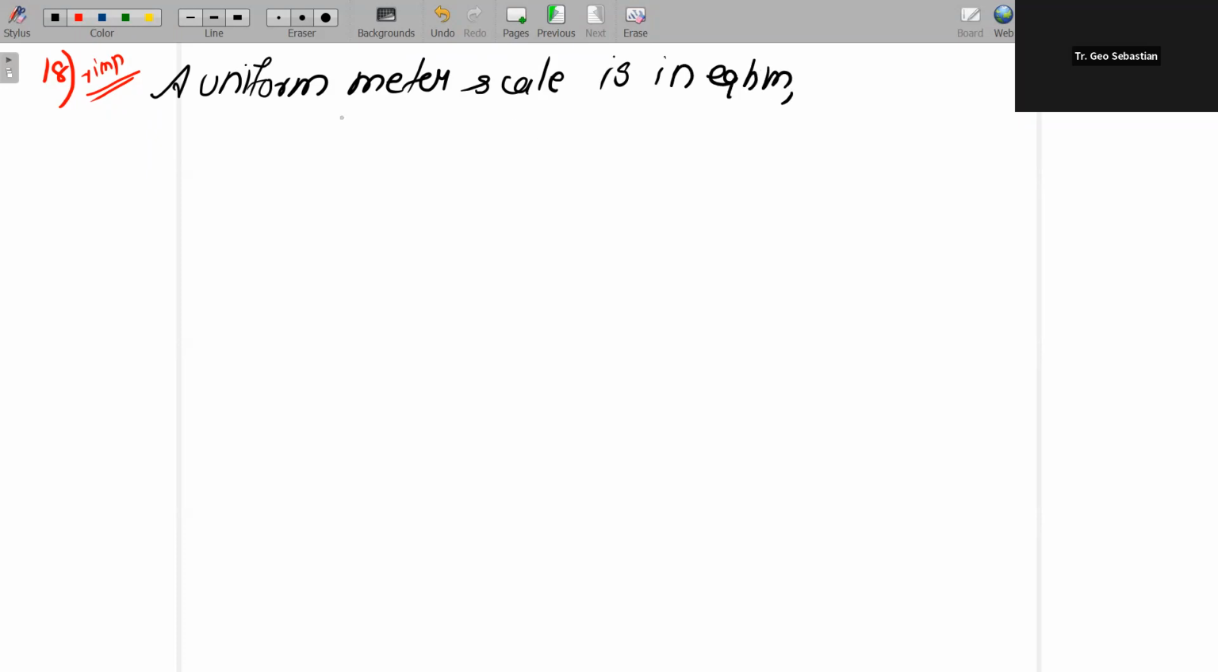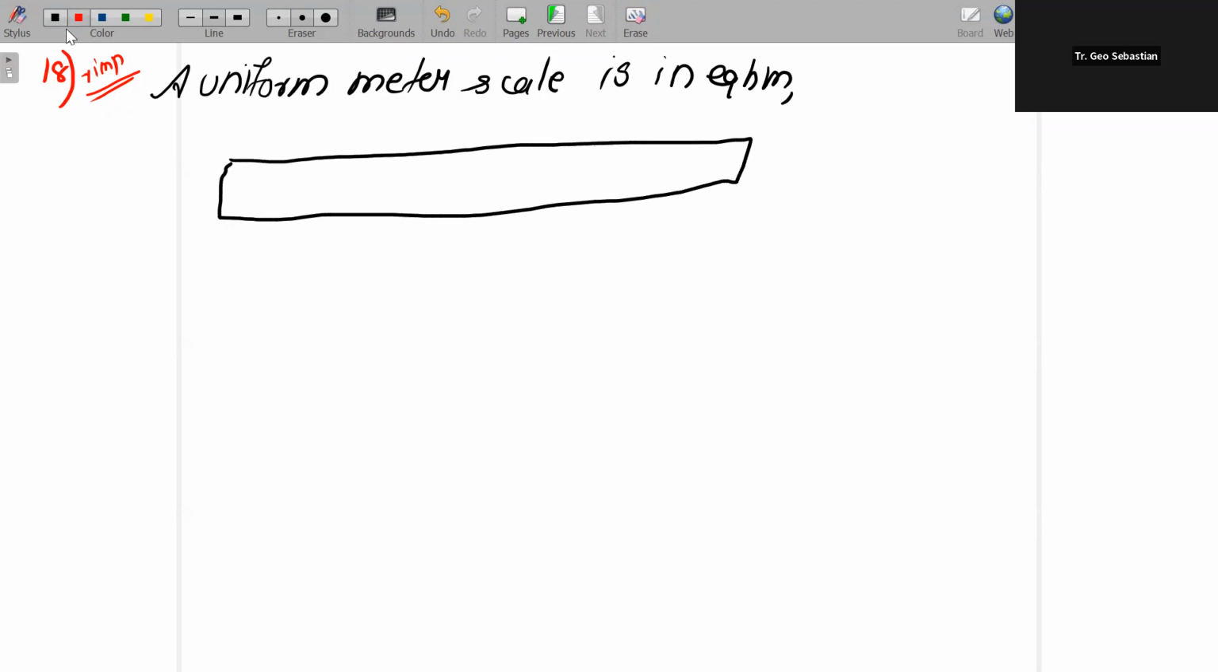A uniform meter scale is in equilibrium. How are we showing it? Like this. Listen. So this is 0 centimeter. This one is nothing but 100 centimeter.